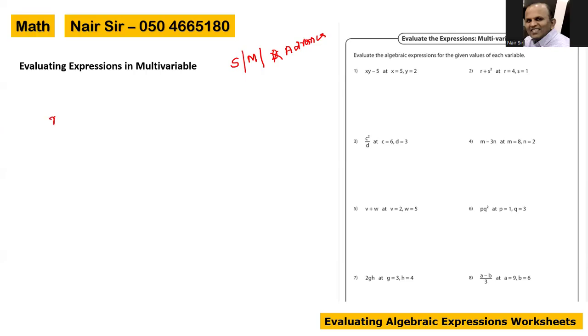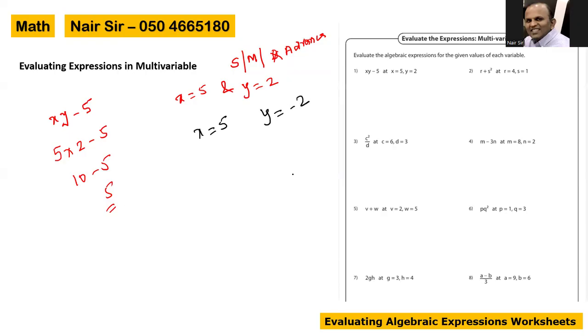xy minus 5. I need to evaluate. What is given? Given is x is equal to 5 and y is equal to 2. Straight, simple: 5 multiplied by 2 minus 5. That will be 10 minus 5 and that will give me 5. Now, if I want to make this question slightly different, what I could have done is I would have said that x is equal to 5 and y is equal to minus 2.